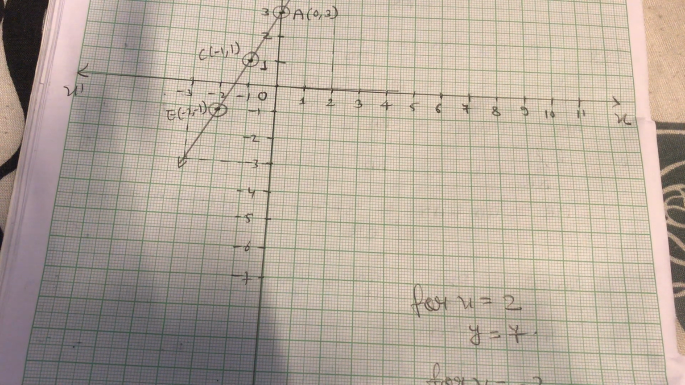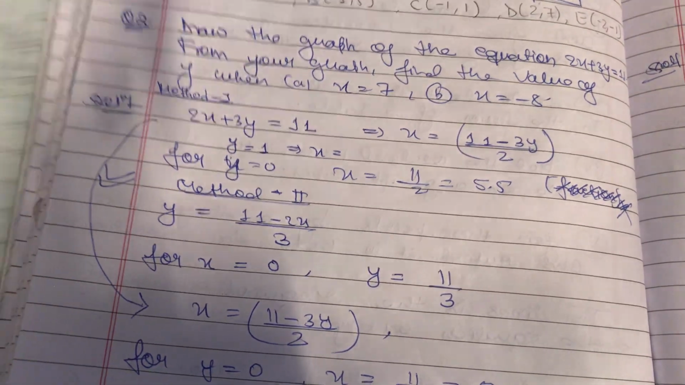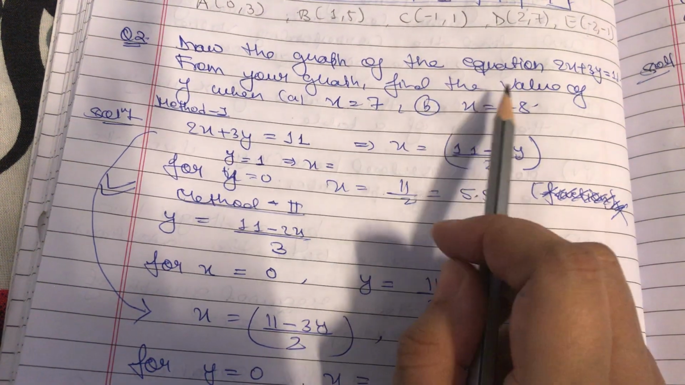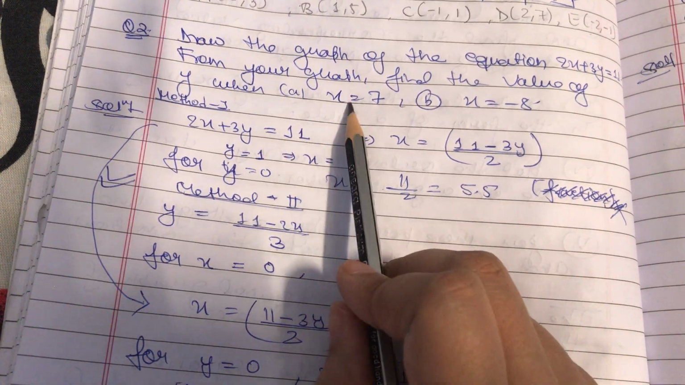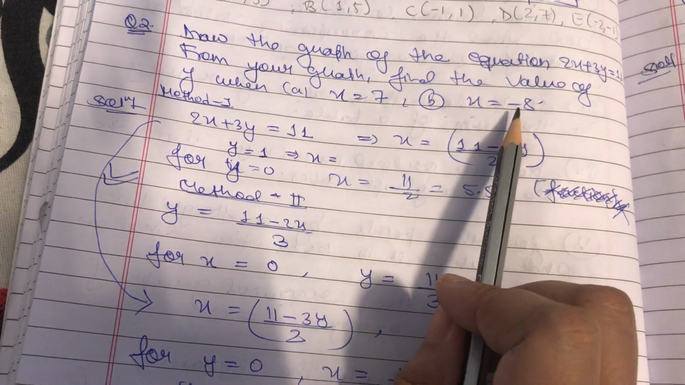Now let's see the second question. The second question is, I have to draw the graph of the equation 2x plus 3y equals 11, and from the graph I have to find the value of y at x equals 7 and x equals minus 8. Both I have to find.